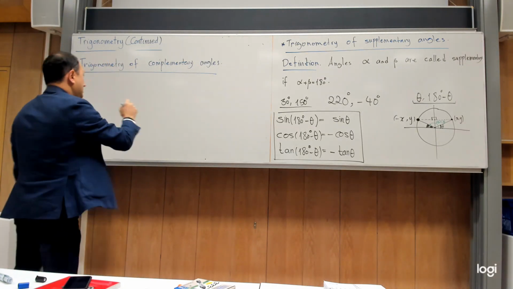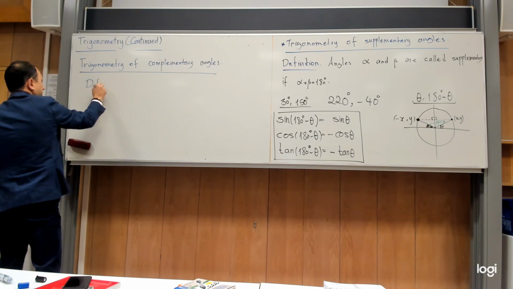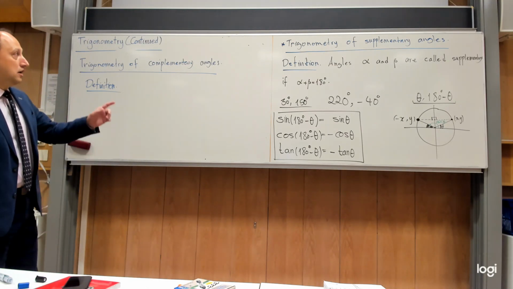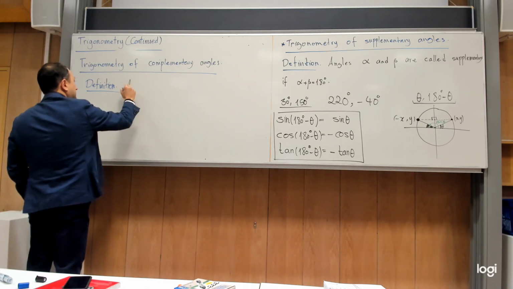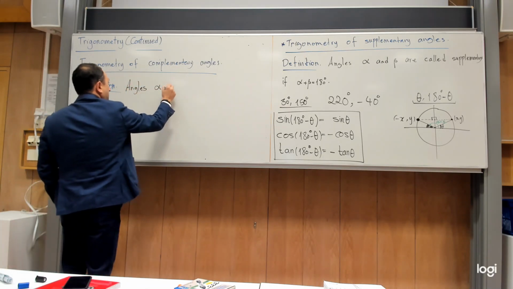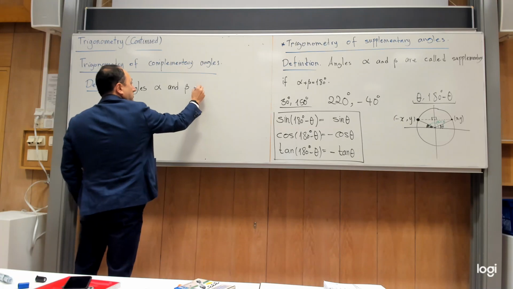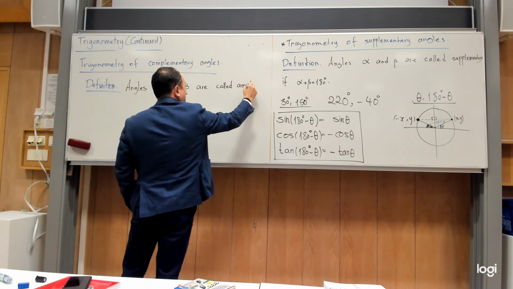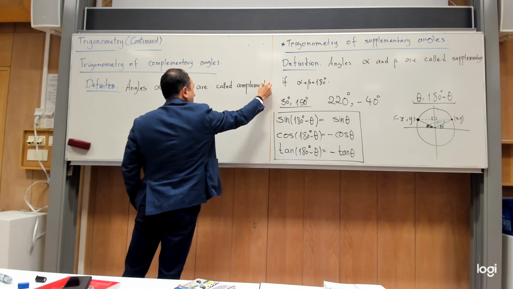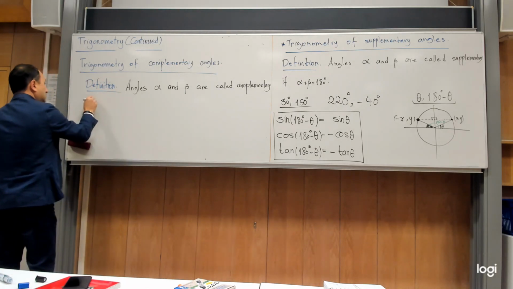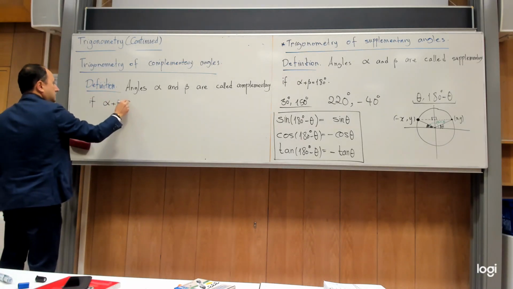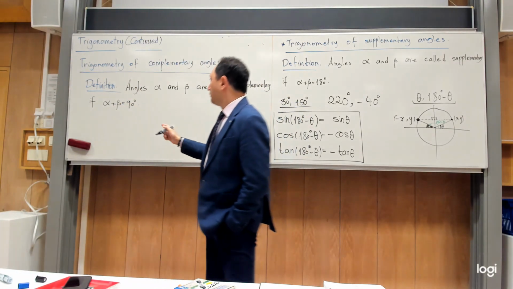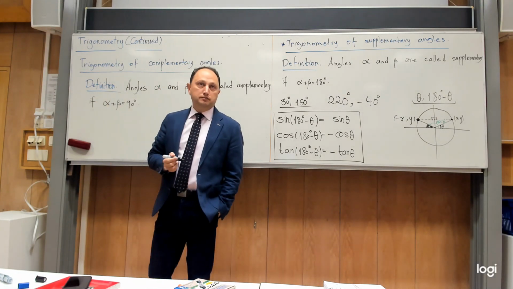Okay, first of all, definition. What do I mean by complementary angles? Two angles, alpha and beta, let me write it. Angles alpha and beta are called complementary if alpha plus beta is 90 degrees. So that is the definition of complementary angles, and we say that one of them is a complement of the other one. Exactly as before.